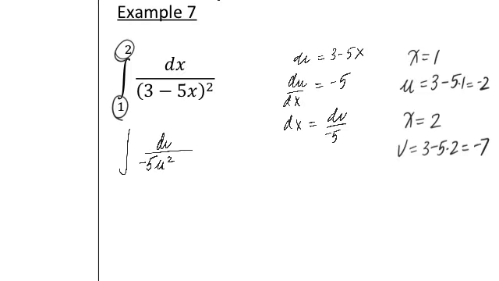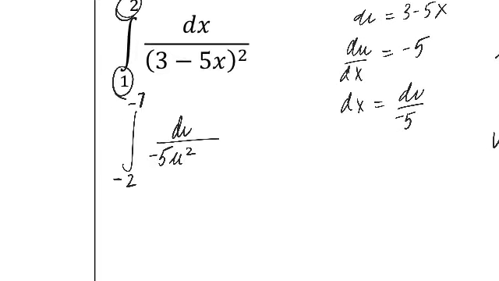So my integral is going from -2 on the bottom to -7. Notice, guys, this integral, the x integral, was going from left to right, right? Because 1 is before 2. This u integral is going from -2 to -7.